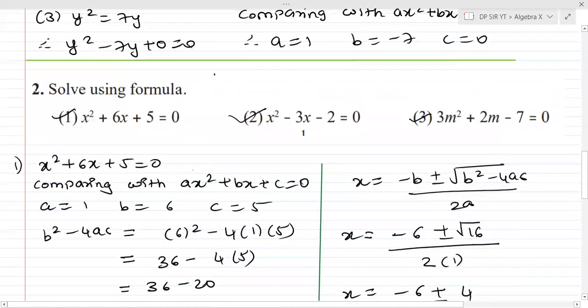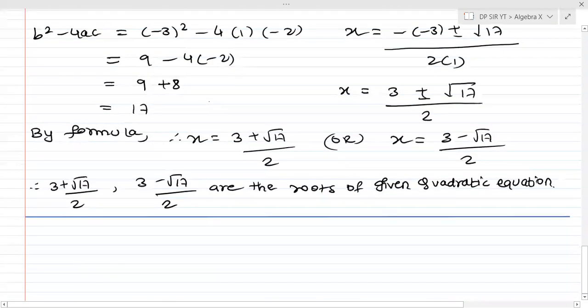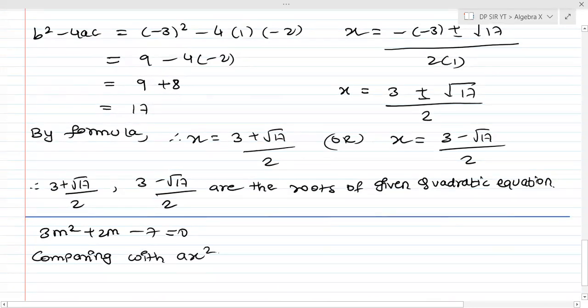The third question is what? 3m square plus 2m minus 7 is equal to 0. First thing, you need to compare it with the standard form. So comparing with ax square plus bx plus c is equal to 0. Therefore, a is equal to 3, b is equal to 2, and c is equal to minus 7.